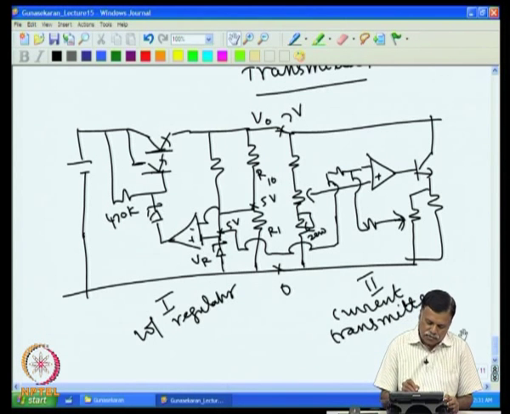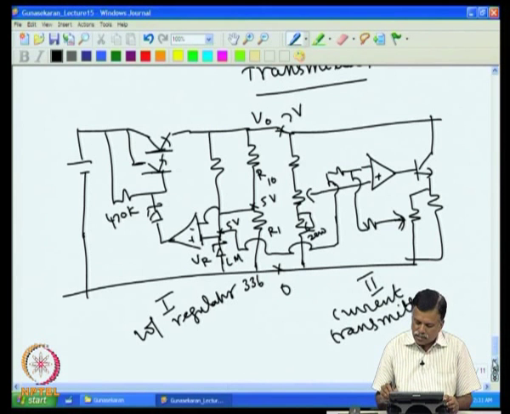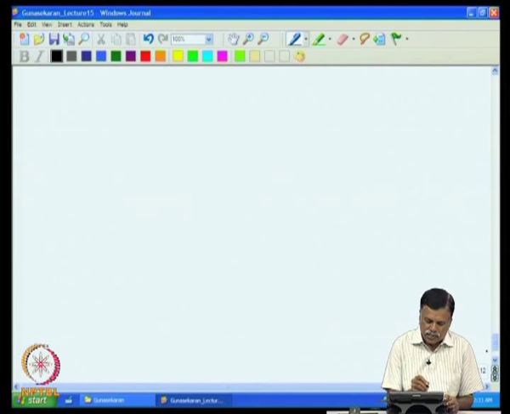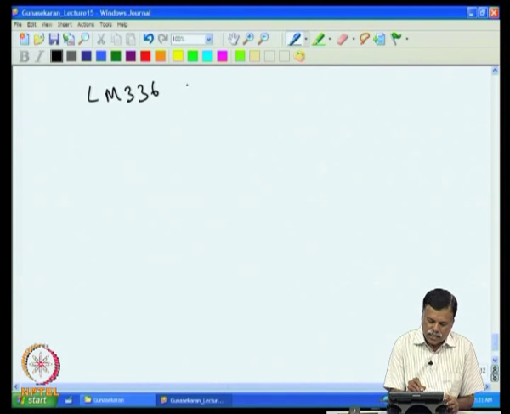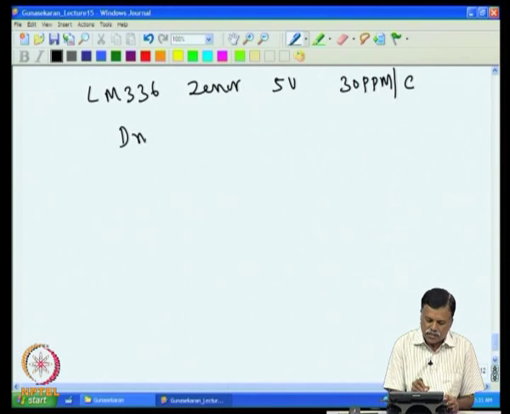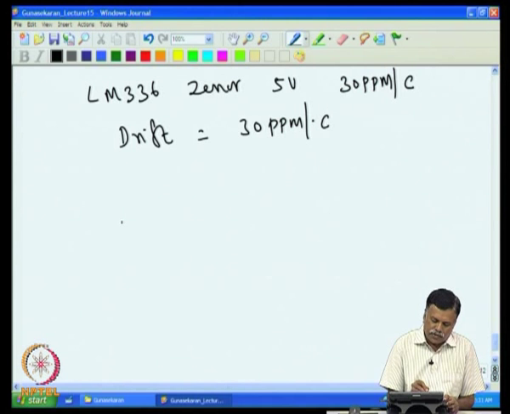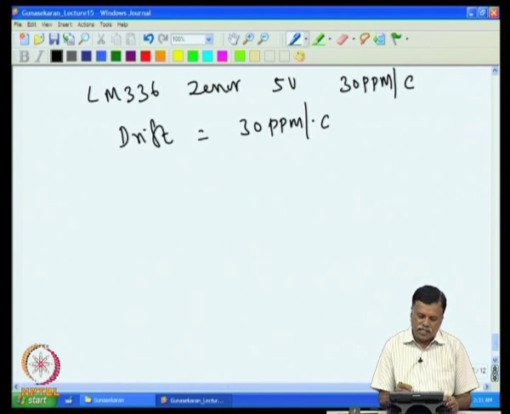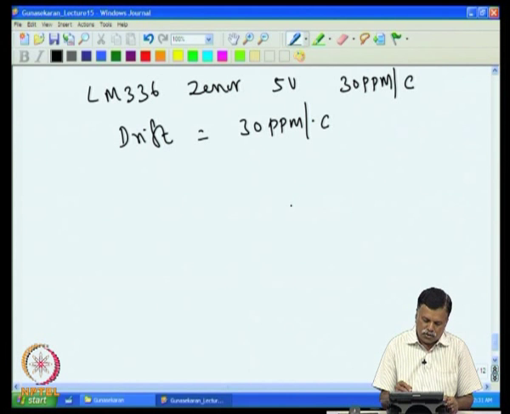So, we take the Zener, for example, a typical Zener, say LM336, which is used as a Zener diode. If you look at the data sheet of LM336, for the 5 volt Zener, the drift is given as 30 ppm per degree C. So, the drift for the Zener is 30 ppm per degree C. So, what is the expected output voltage change? If the Zener drifts by 30 ppm per degree C, then what is the output voltage change due to the Zener drift? That means first we have to find out what is the voltage change at the Zener end.